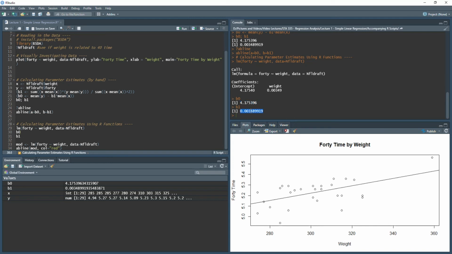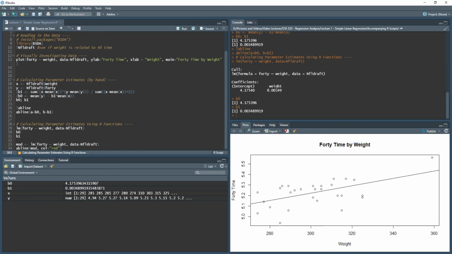The slope, however, is particularly meaningful, and how we would interpret this slope is for every increase in weight by a single pound, the 40 time, on average, increases by 0.003 seconds. What this means to me, and I look at the sign, this is positive, so as your weight goes up, your 40 time goes up, and 0.003 seconds is a very, very small increase. So as your weight goes up by a single pound, there's a very small increase in 40 time, which kind of makes sense. If you're only a pound heavier, your 40 time shouldn't jump by 5 seconds.